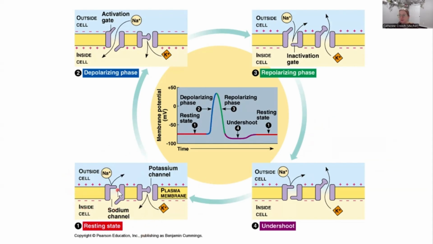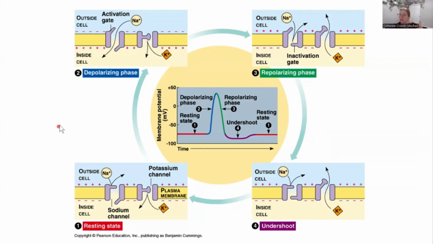Here is my plasma membrane, that yellow bar, and then outside my cell. When your cell, your neuron, is resting, it's not sending a signal. These sodium channels are closed. The potassium channels are closed.